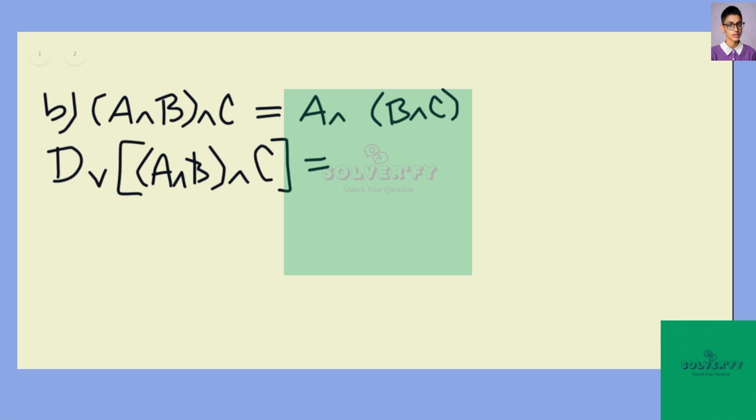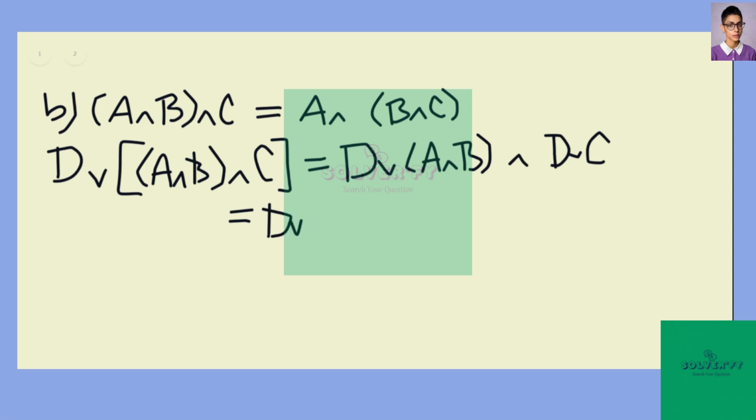Okay, so then we're going to get the exact same idea here. We're going to get D or A and B and D or C, and then we're going to break that down further to get the D or A and D or B and D or C. And then we recombine them using this distribution property, right?